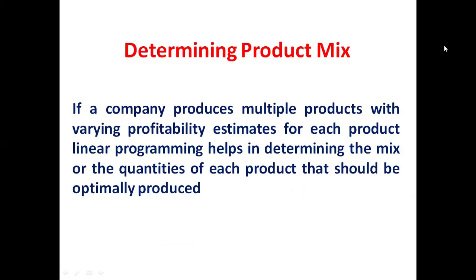The next one, determining the product mix. See, if a company produces multiple products with varying profitability estimates for each product, linear programming helps in determining the mix, or the quantities of each product that should be optimally produced. See how many products we are producing. That is a very important concept. Why? Because on one product you are getting less profit, but on another product you are getting more profit. For example, in one market or one store, a different variety of products are available.